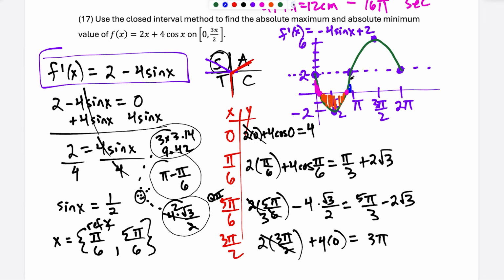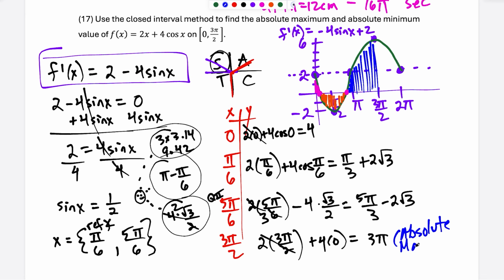Notice from 5 pi over 6 to 3 pi over 2, the function is just increasing. And this area in blue is more than this area in orange, so I know it's going to increase more than it just decreased. That's why the absolute maximum at the end makes a lot of sense here, because we're increasing, decreasing, but then increasing a whole lot more like this. So the absolute maximum, I'm going to say, is here.